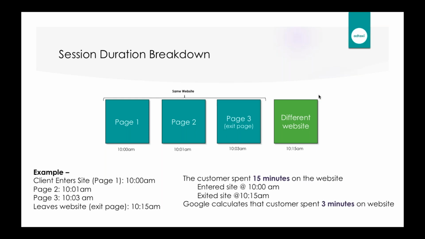But Google Analytics views that as 3 minutes because the entry of the third page was at 10:03. And they can't qualify the value of time spent on that last page. So that's why this time frame is only given 3 minutes in Google Analytics. So be wary when you set up this goal that it could vary.